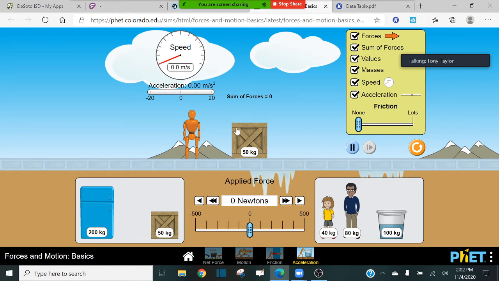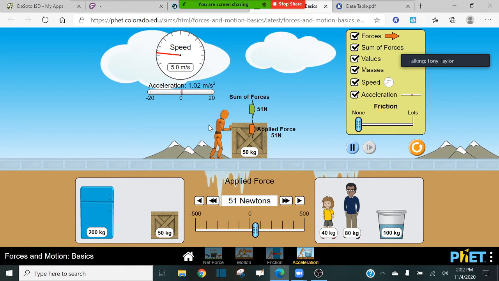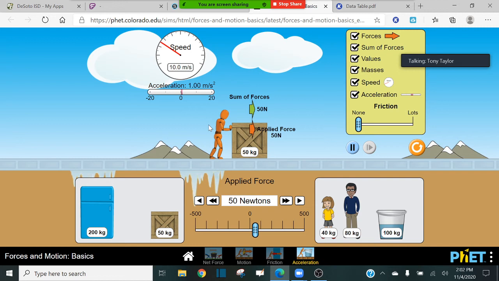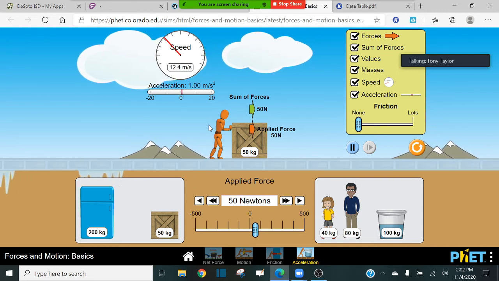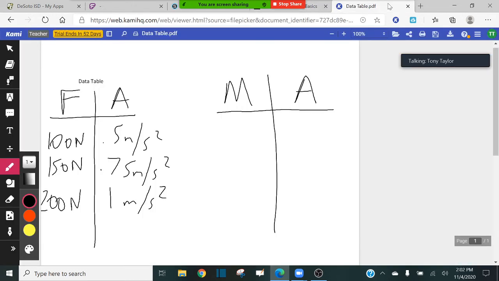All right, guys. So here we're going to hold force constant. So for example, let's suppose I have a 50 kilogram mass, and let's say I apply 50 newton force on the object. So in this case, if I apply 50 newtons of force, notice my acceleration is 1 meter per second squared. So when the mass is 50 kilograms, the acceleration is 1 meter per second squared.